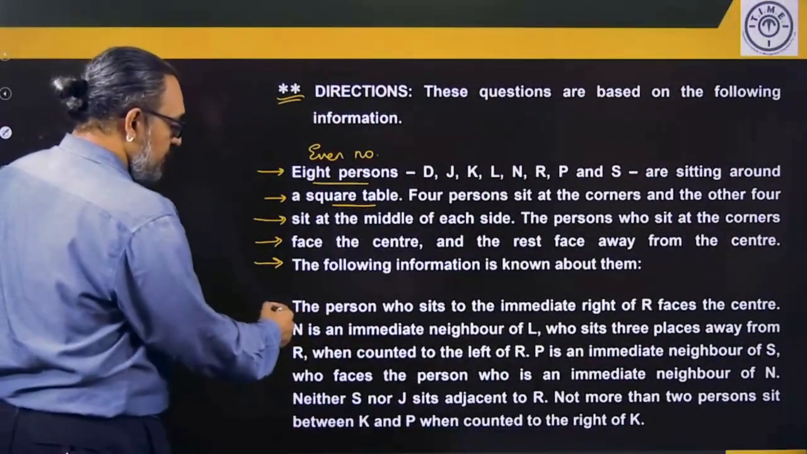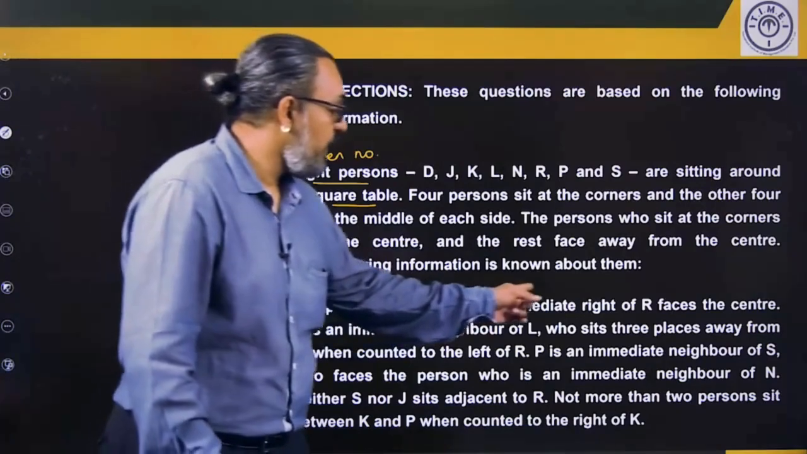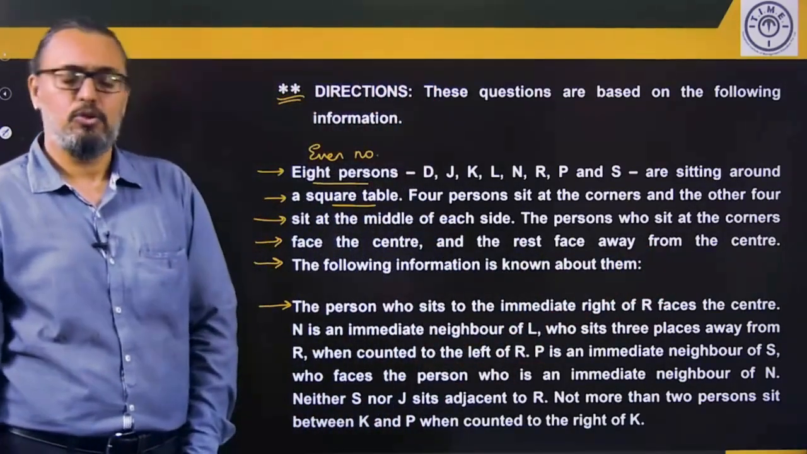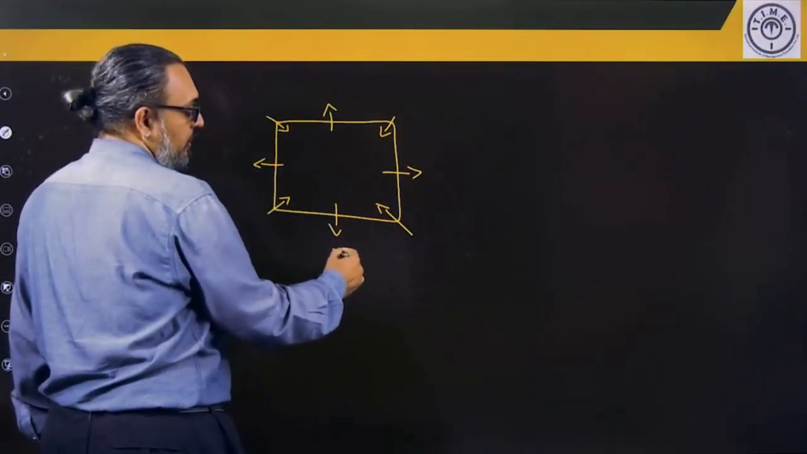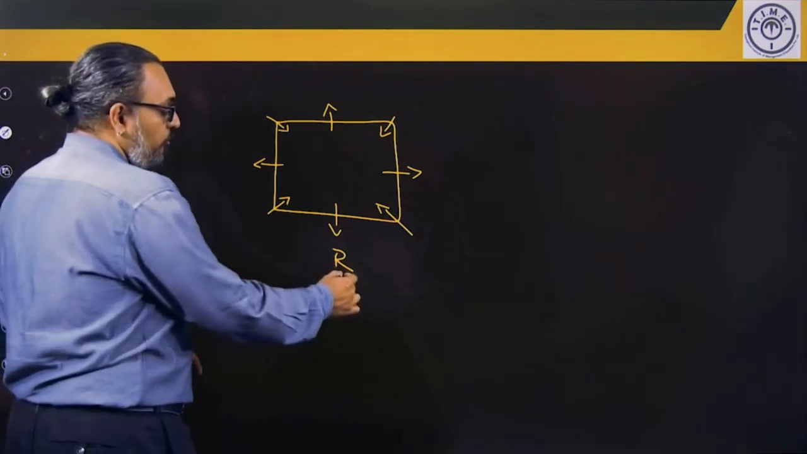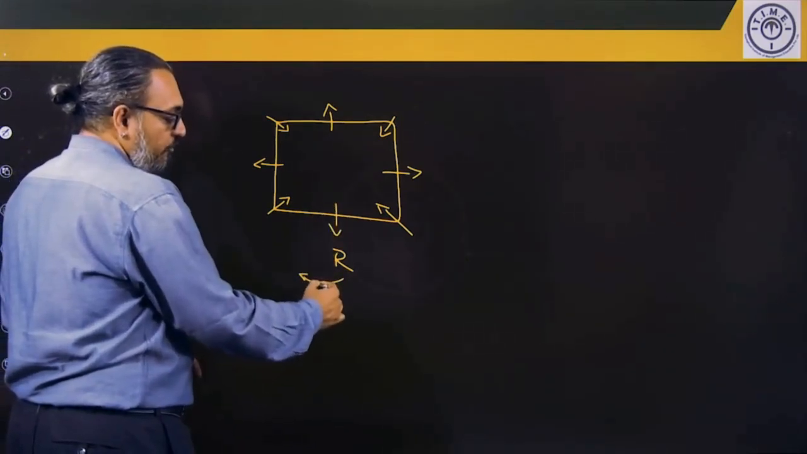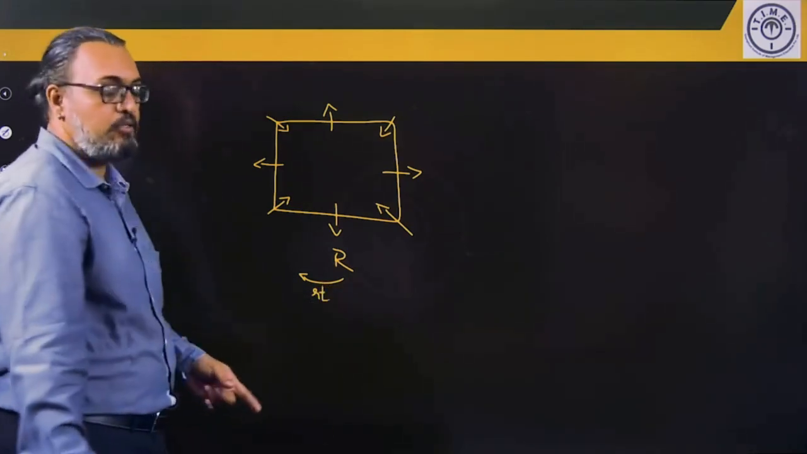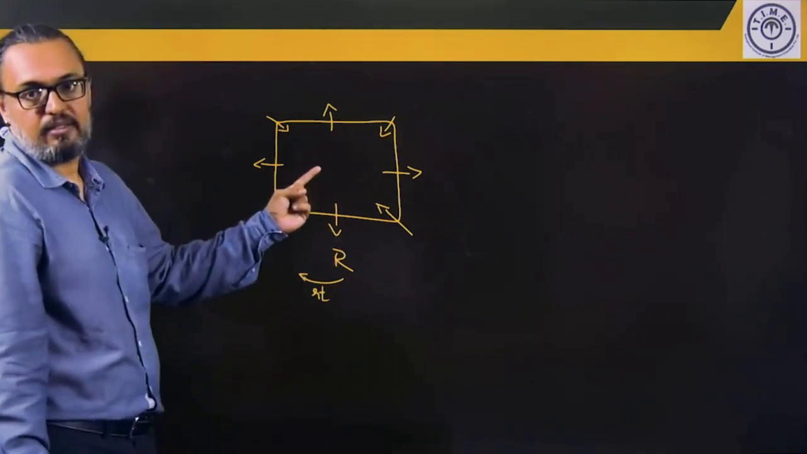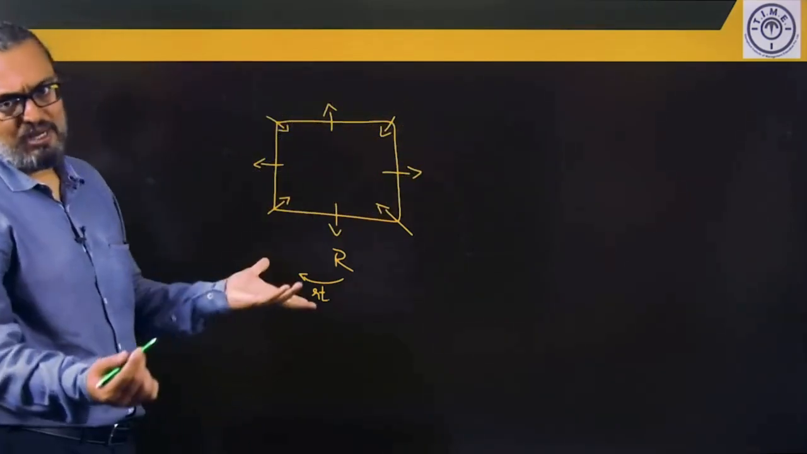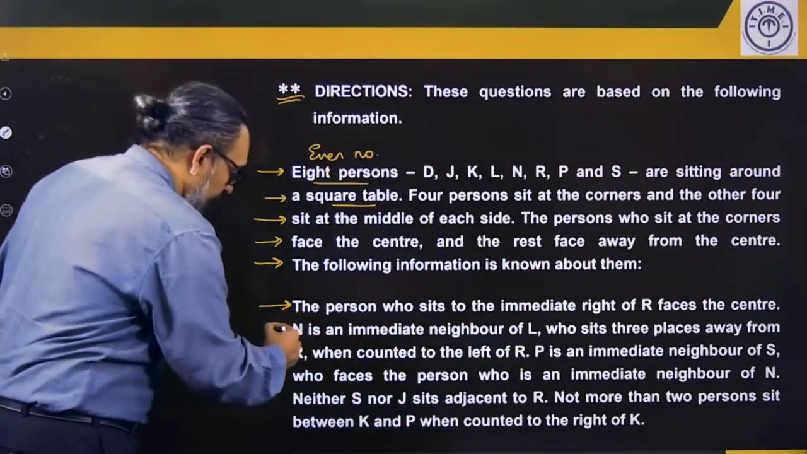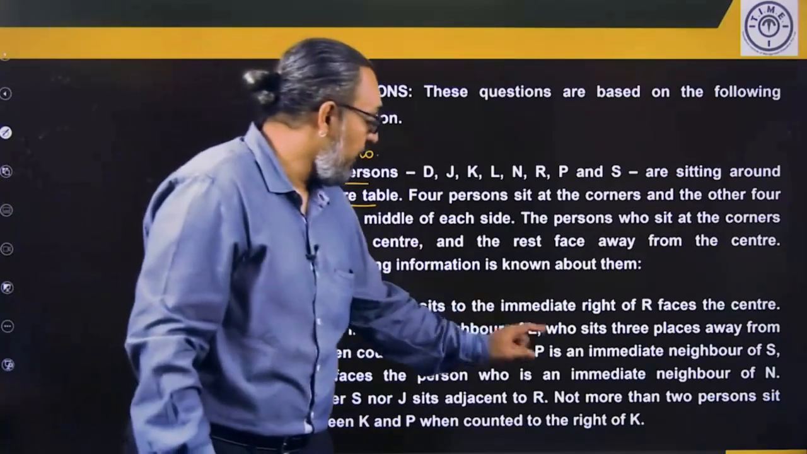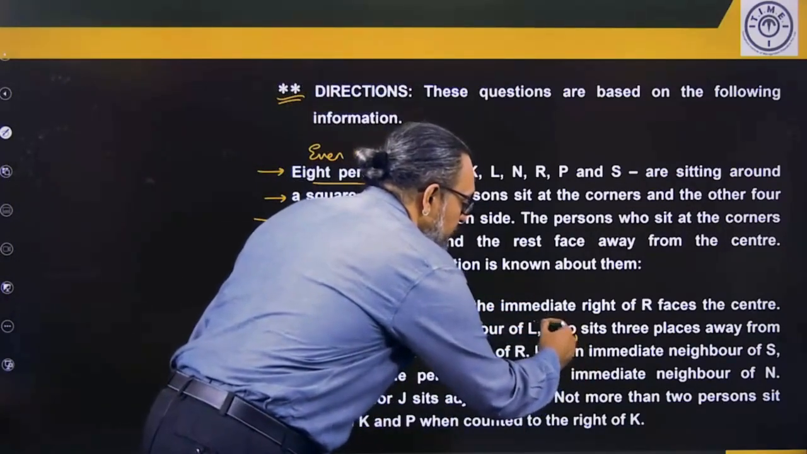So, now let us look into the conditions. Now, he says the person who sits to the immediate right of R faces the center. So, wherever you position R, immediate right of R, the person should face the center. So, you can pick any of the sides, because if I pick R here, then for facing away from the center, we have clockwise direction as the right side. So, person immediate right of R is facing the center. You can pick any side, it does not matter.